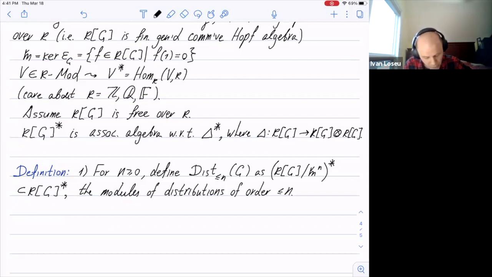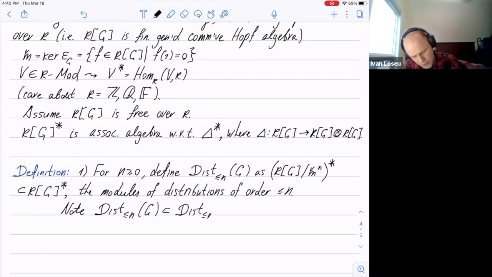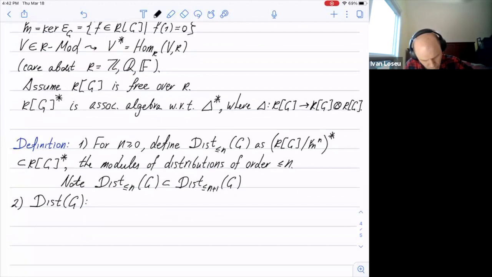Okay. And we note that we have an inclusion. So Dist less or equal than n sits inside Dist less or equal than n plus one. It's just by definition. And so we define Dist G to be the module of all distributions, just a union over all n of Dist less or equal than n of G.